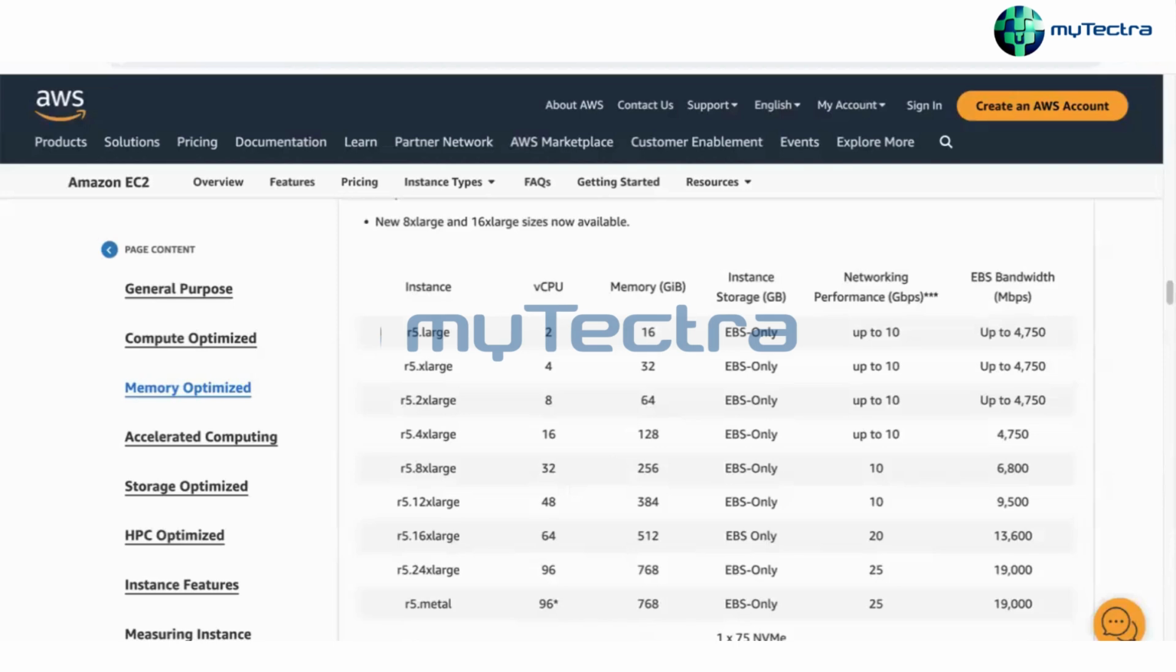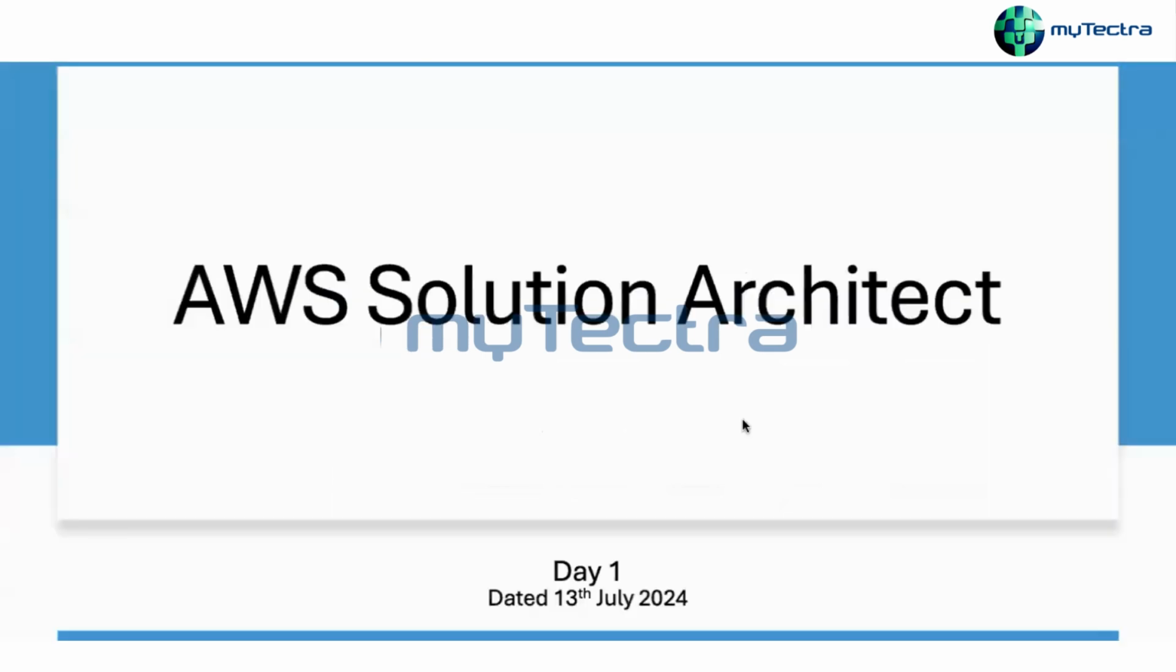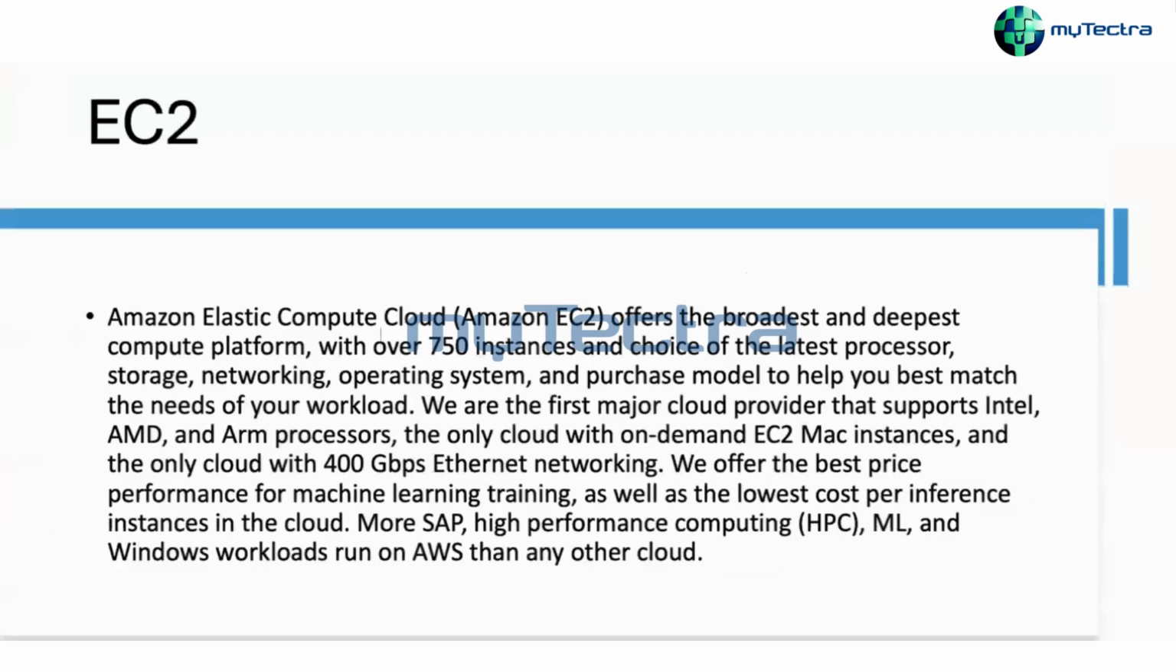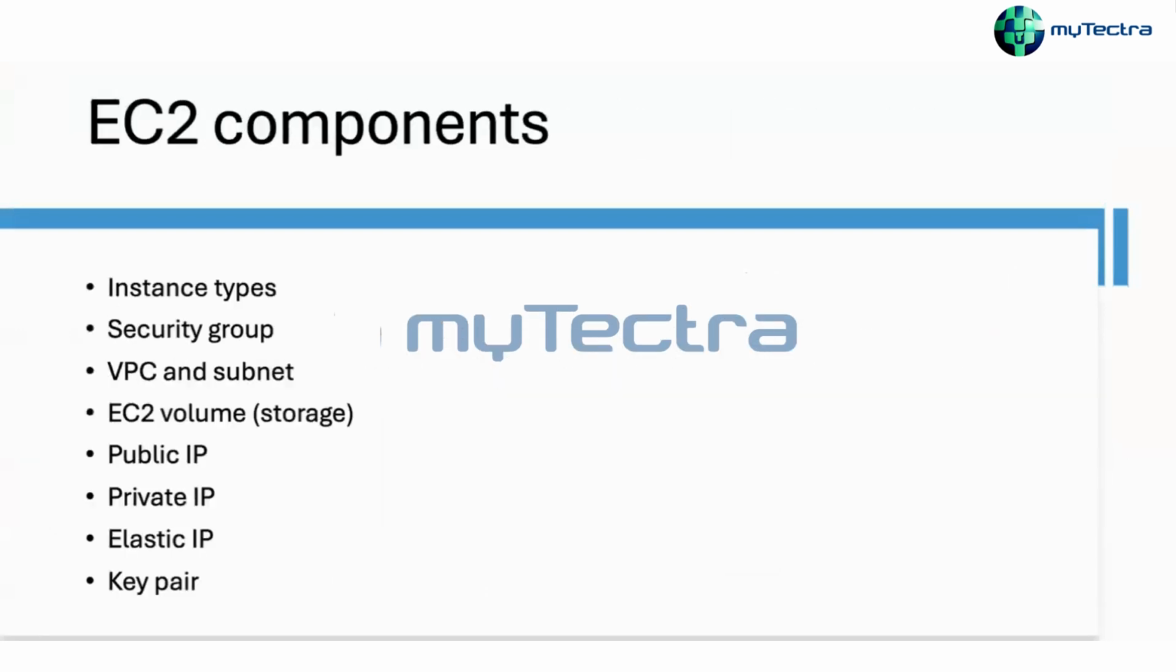vCPU means what you told. vCPU is a CPU only. Since it's on the cloud, that's why it is called vCPU. It's a term. Okay, so this is the instance type now.